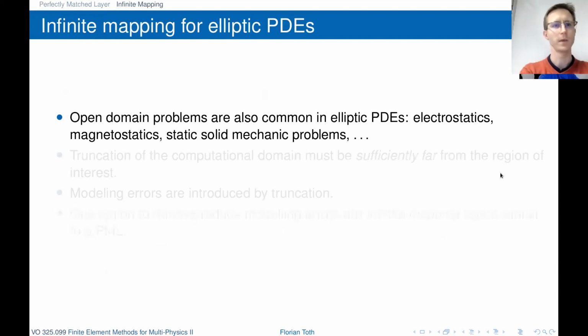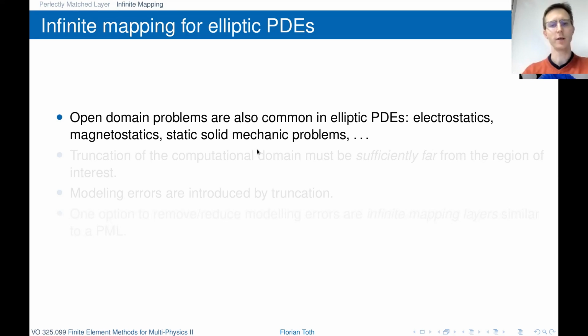Okay, so now we want to switch over to infinite mapping and to elliptic partial differential equations. We can also imagine that open domain problems are common in elliptic partial differential equations. Just consider electrostatics, where the electric field is usually not just bounded at the end of the domain, but decays until infinity. However, as with wave propagation, you can't model an infinite domain. The same holds for magnetostatics or magnetodynamics in this case. You have waves again.